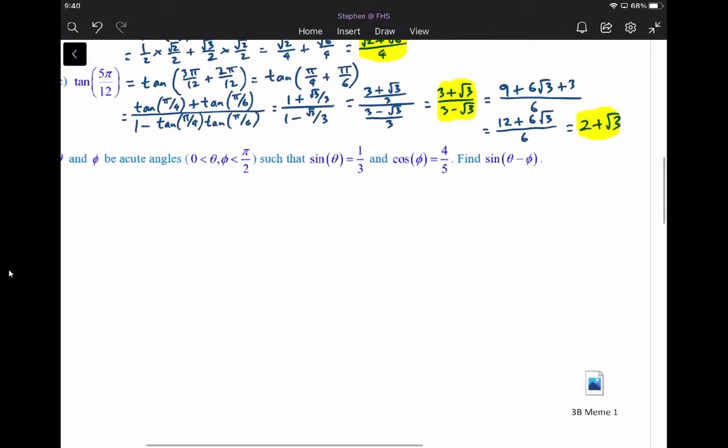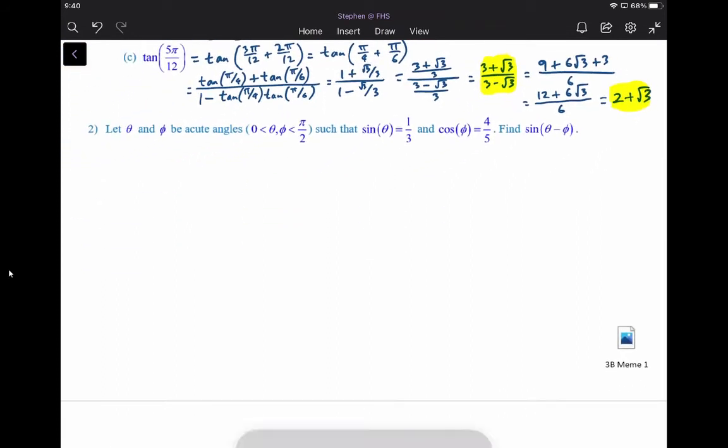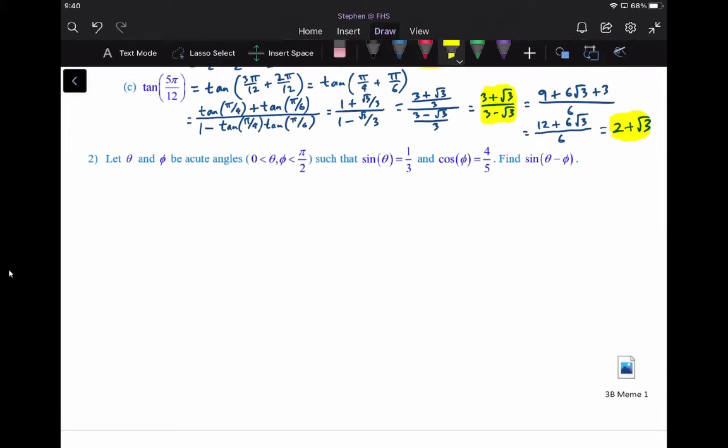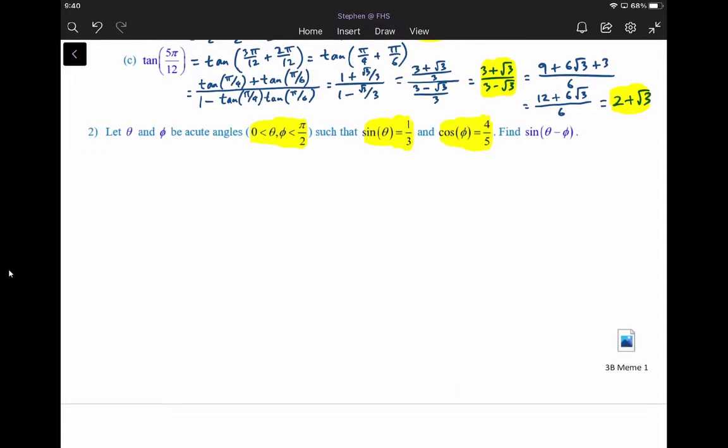Excellent. So let's go to this particular one over here. We have theta and phi are acute angles. In other words, both of these angles are between 0 and pi on 2. What we also know is that sine of theta is 1/3. So theta is some acute angle where sine theta is 1/3. And phi is some angle where cos of that angle is 4/5. Our job is to find cos of theta minus phi.